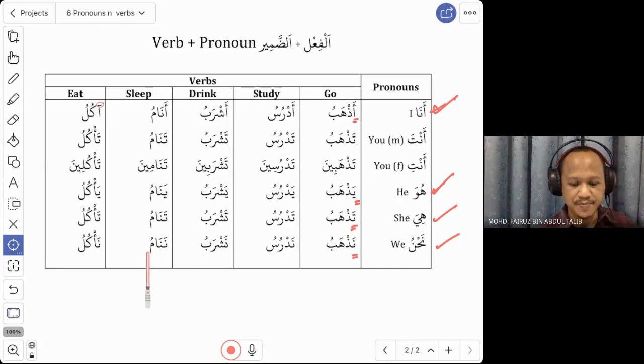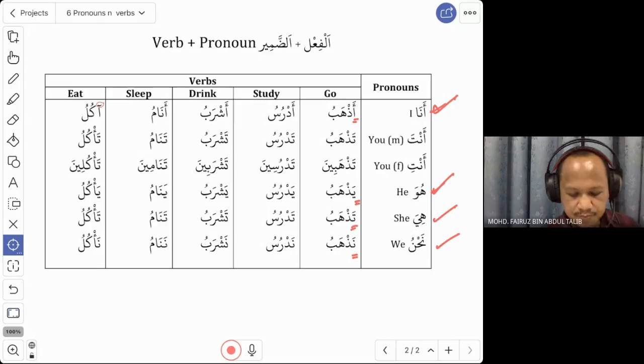And then we sleep. Anamu. I sleep is anamu. He sleeps, yanamu. She sleeps, tanamu. Now you want to change to we sleep. Nanamu. Again, from anamu, change the a to na, so it becomes nanamu. Nahnu nanamu fil ghurfa. Ghurfa means room. We sleep in the room. Alright? So this is for the word sleep.